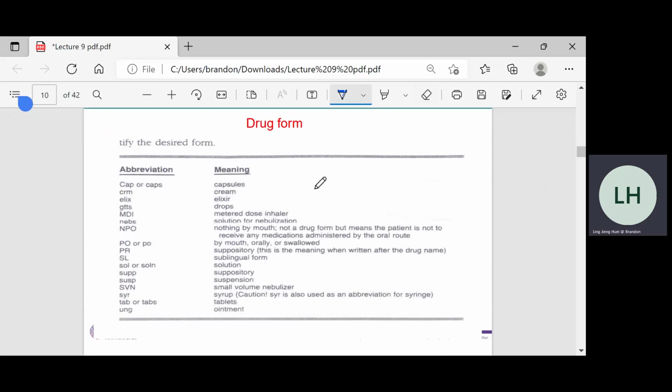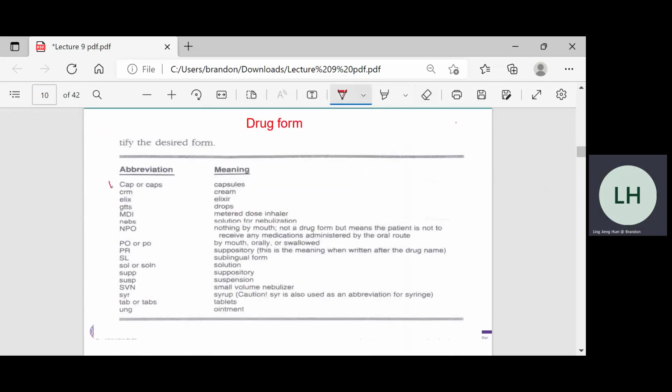Okay, this slide is important. Saya akan bagi tahu kamu manakah abbreviation yang amat penting. I'll go through with you things that you need to memorize. Basically, this slide is important. There are a lot of abbreviation here yang amat penting.